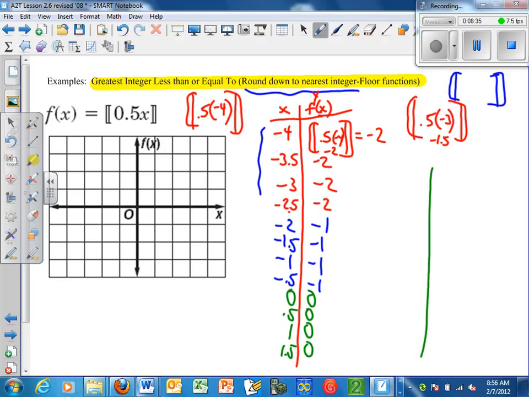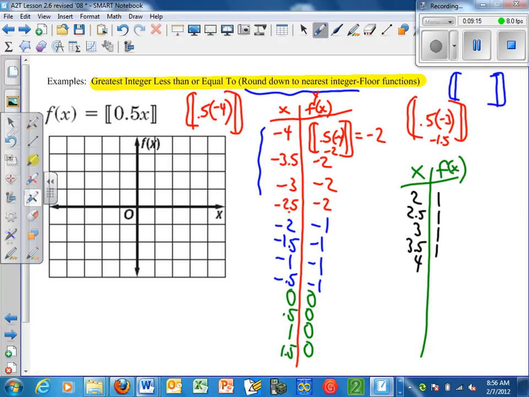I'm going to continue with my table over here, x and f of x. And let's switch colors again. So I'm going to try 2. When I put 2 in there, 2 times 1/2 is 1. And round to the integer. Well, it's already an integer, it's 1. If I put 2.5, 2.5 times 0.5 is 1.25. Round it down, it's 1. If I put 3 in, 0.5 times 3 is 1.5. Round it down. If I put 3.5, you can kind of see the pattern here and see what's going on. If I put 4 in, 4 times 1/2 is 2. Round it to the integer, well, that's going to be 2.